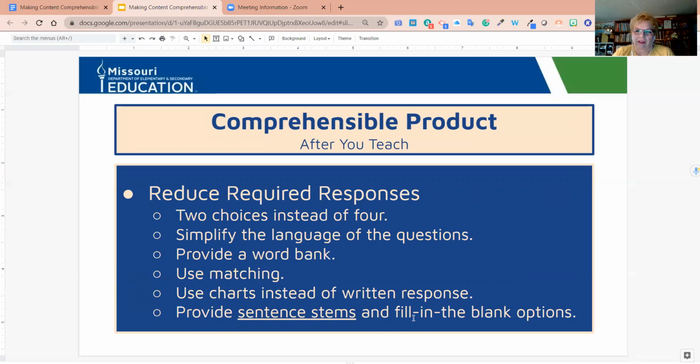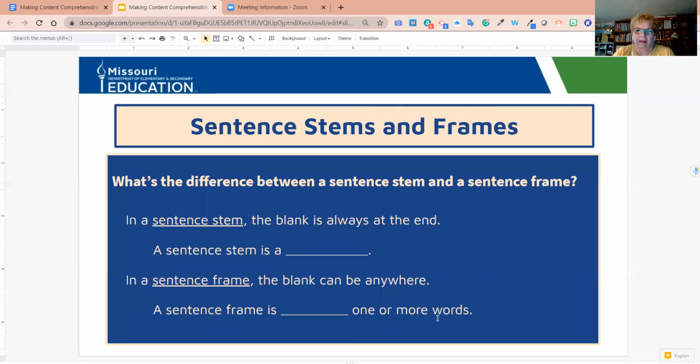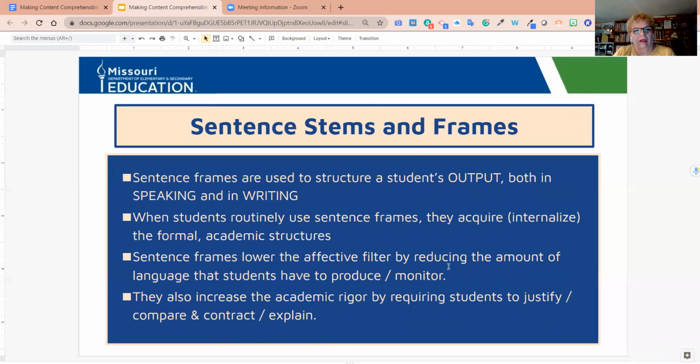And again, those sentence stems instead of fill in the blanks. And then the difference between a sentence stem and a sentence frame. A sentence stem has the blank at the end, and a sentence frame has blanks throughout the sentence, so it can be anywhere. That's just a clarification there.